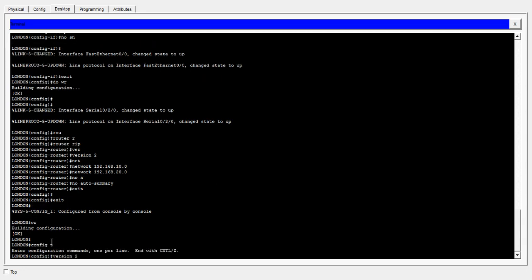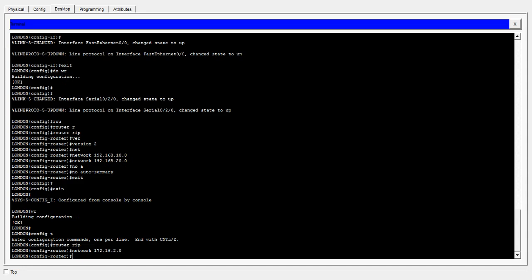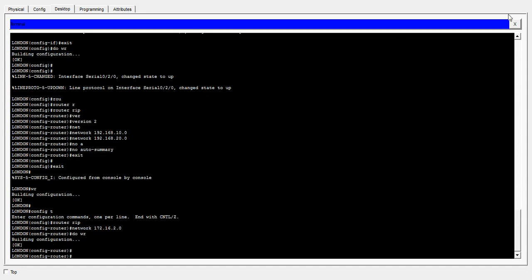router RIP, the network 172.16.2.0, because any network you fail to advertise, there will be no communication to that network. Okay. So I'll save once again. Good. I'm done with my configurations.